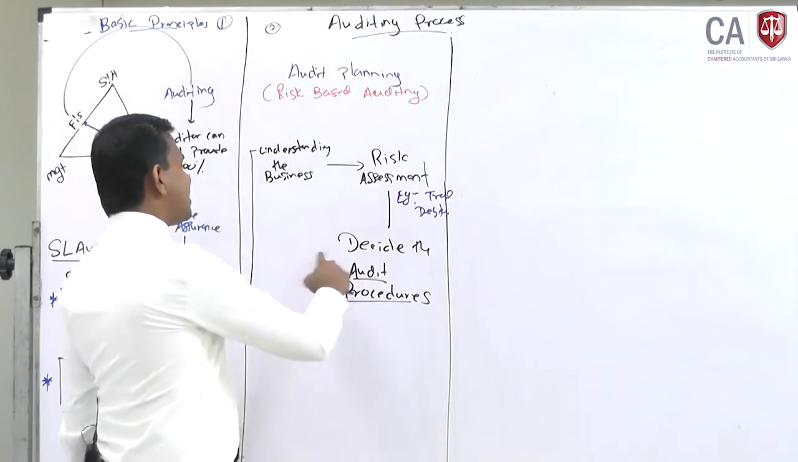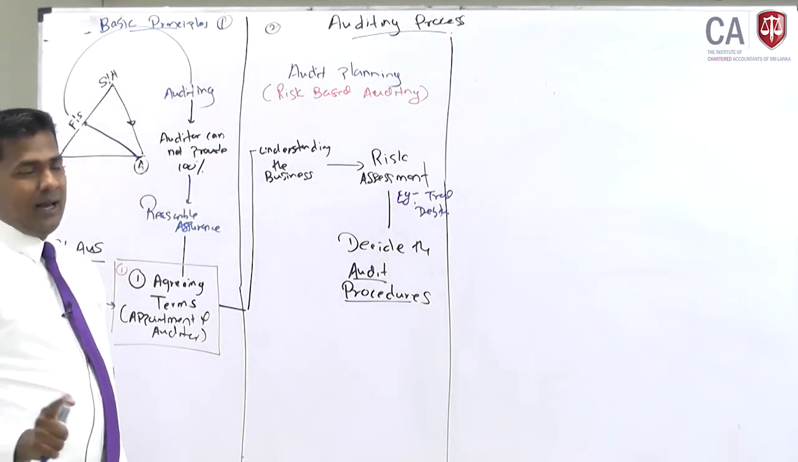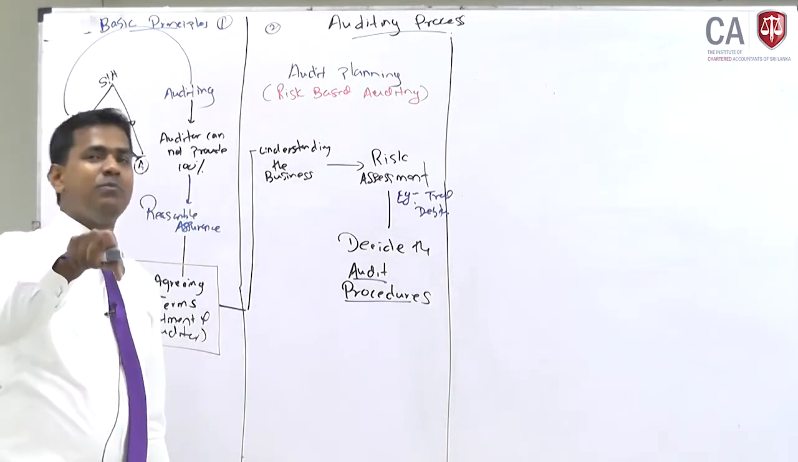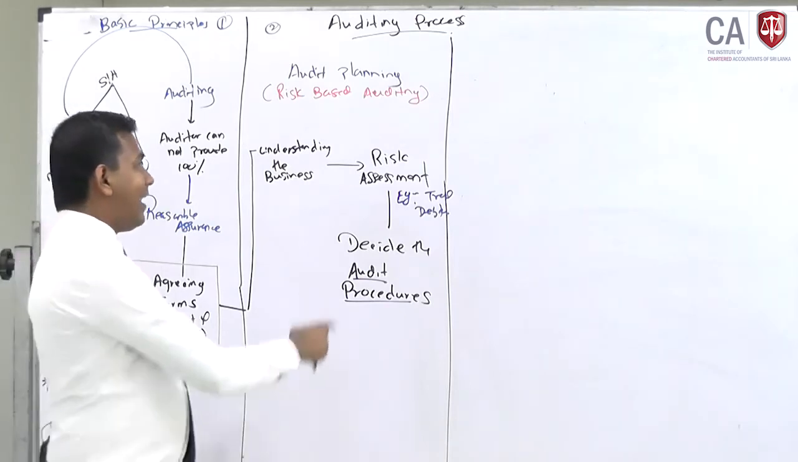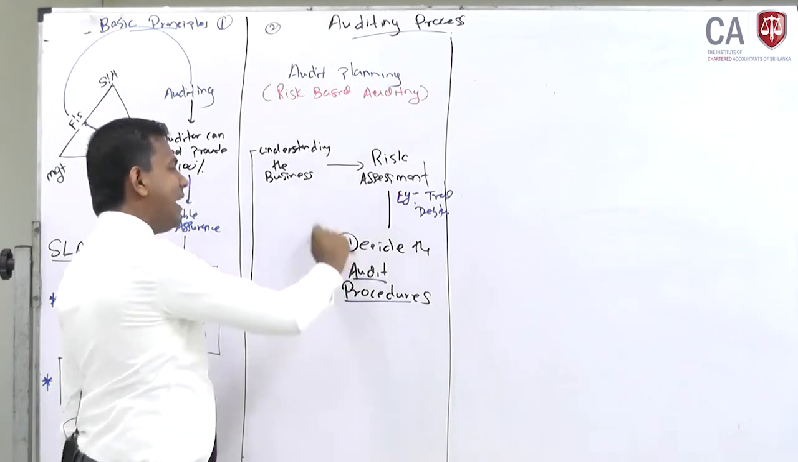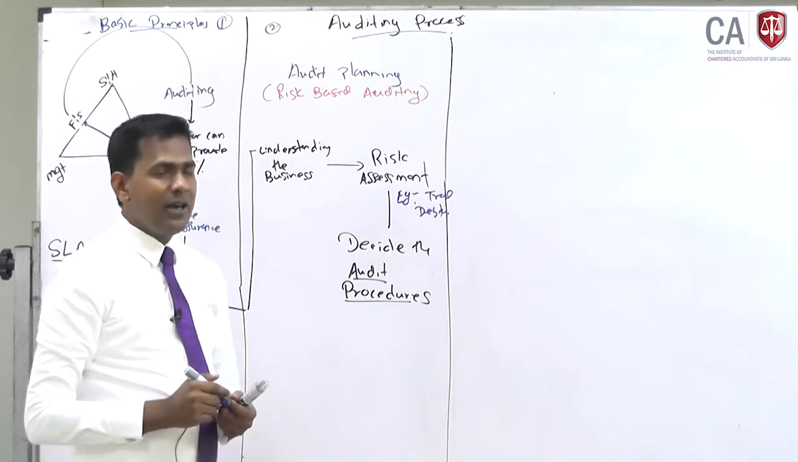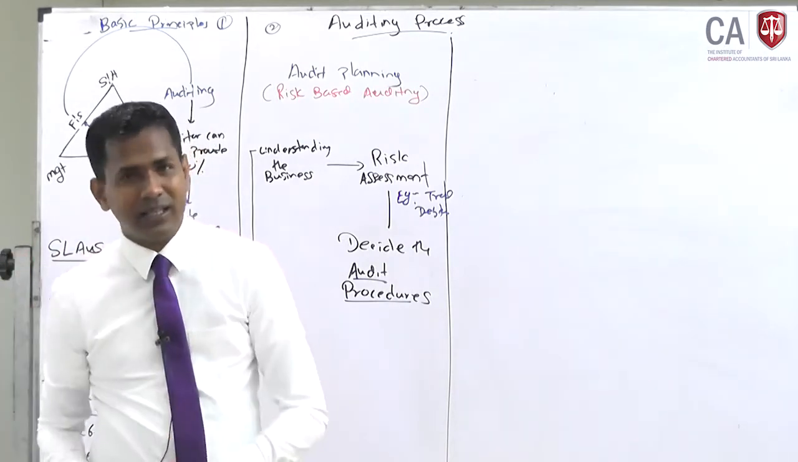So we have to do some procedures, which we call audit procedures. But in this stage only, you have to decide what procedures should be performed. Since we have to decide, at the planning level you understand the business, then you assess the risk, and you decide what procedures should be done. For example, for trade debtors, we have something called confirmation and subsequent settlement; we will discuss those things later.